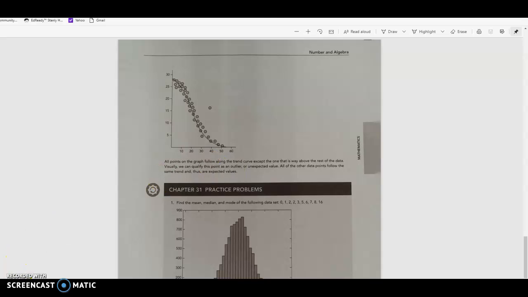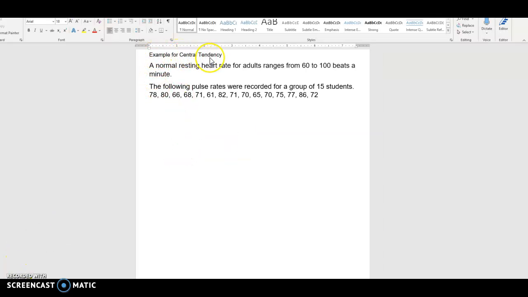We're now going to work an example for central tendencies. Remember, central tendencies are the mean, the median, and the mode. This example is also posted as one of the handouts in the chapter in Canvas, so you can always go there and print it out again. A normal resting heart rate for adults ranges from 60 to 100 beats a minute. So the following pulse rates were recorded for a group of 15 students. These are all the different values. As we can see, they range between 60 and 100. So we have a low of 61. Then we have a high of, let's see, where is the high? 86. I think that's right.